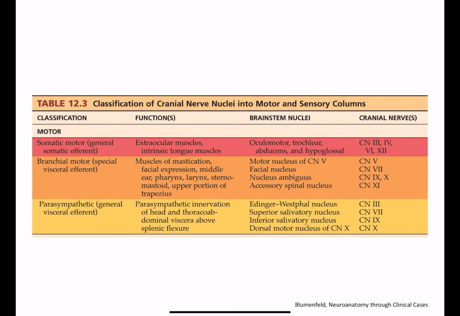We also said that these could be special visceral efferents. And we said as we go, muscles of mastication, facial expression, they have to be, or considered as special. And middle ear structures, this is like the dorsal portion of it, how it covers. Pharynx, larynx, sternomastoid, upper portion of the trapezius are under this. Within the middle ear, we are going to talk about these 2 little tiny muscles, right? And they are going to be controlled with trigeminal and facial nerves.